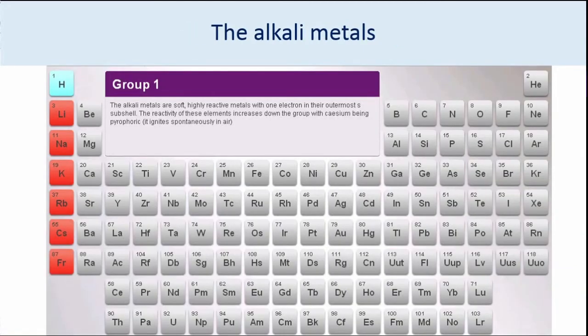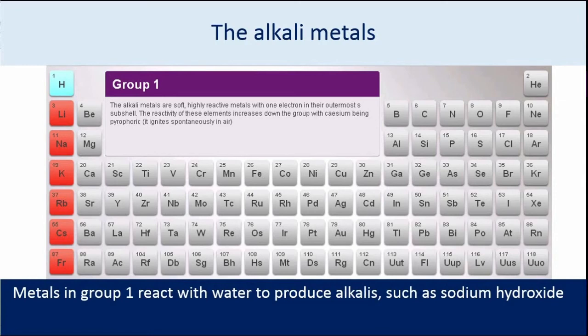Metals in Group 1 react with water to produce alkalis, such as sodium hydroxide. Reinforce this idea by demonstrating the reaction of alkali metals in water. If you add a few drops of universal indicator into the water trough at the start, you will be able to observe the colour change from green to bluey purple as the metal hydroxide is formed. A link to the experimental details can be found on the companion sheet.